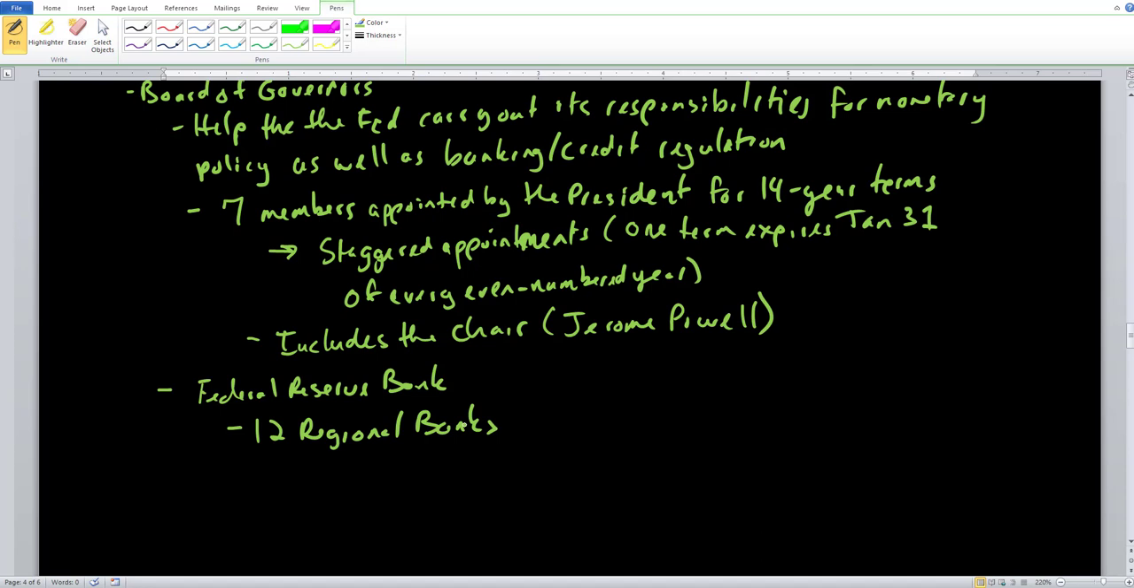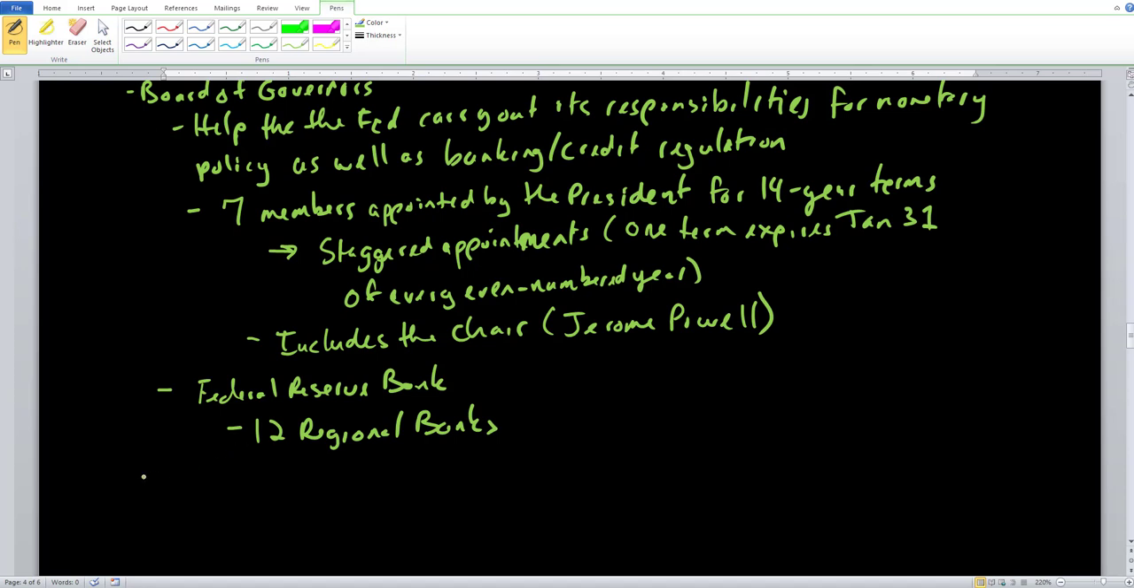So if smaller commercial banks want to hold deposits at the Federal Reserve Bank, this is exactly where they're going to be doing so. In Florida, we're in the Atlanta region, so if the banks in Florida want to put deposits into the regional Fed Bank, they're going to do so at the Atlanta Regional Federal Reserve Bank.